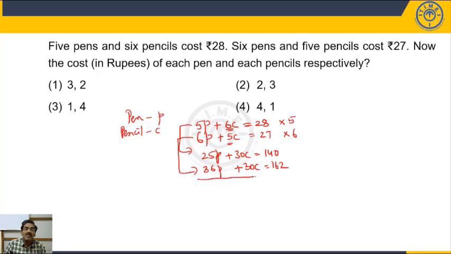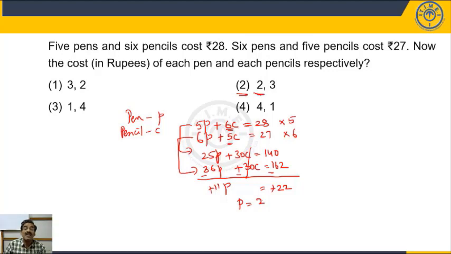So from this multiplied equation, if we subtract the first equation, or subtract the second from the first, we will be having 25 minus 36, that is minus 11p. Anyway plus 30c minus 30c cancels. 140 minus 162 is minus 22. Minus signs cancel, so 11 will go 2 times. That means pen cost is 2 rupees. Right? And if you look at the choices, only one choice is giving us pen cost 2 rupees.